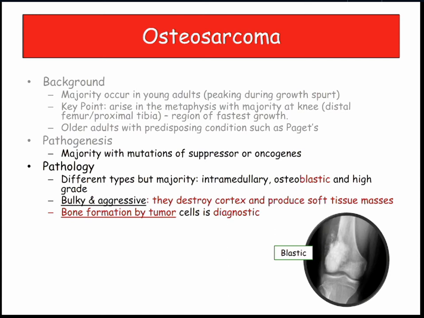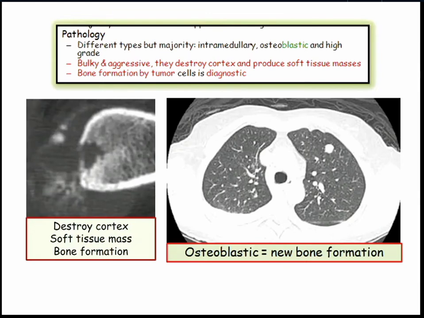Bulky tumors destroy cortex and produce soft tissue masses, and they may be described that way. So if they talk about something in the soft tissue, it can still be coming from the bone, osteosarcoma. Bone formation is the hallmark, and we'll get to that. So here's that patient that we talked about.